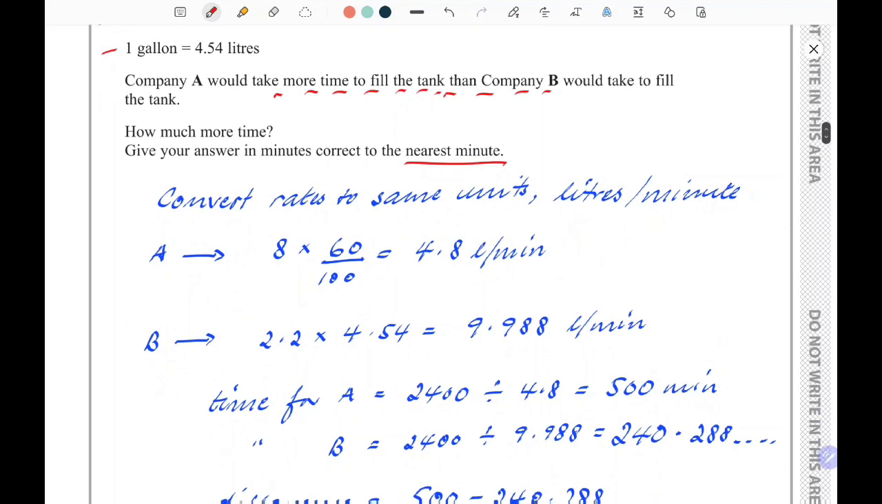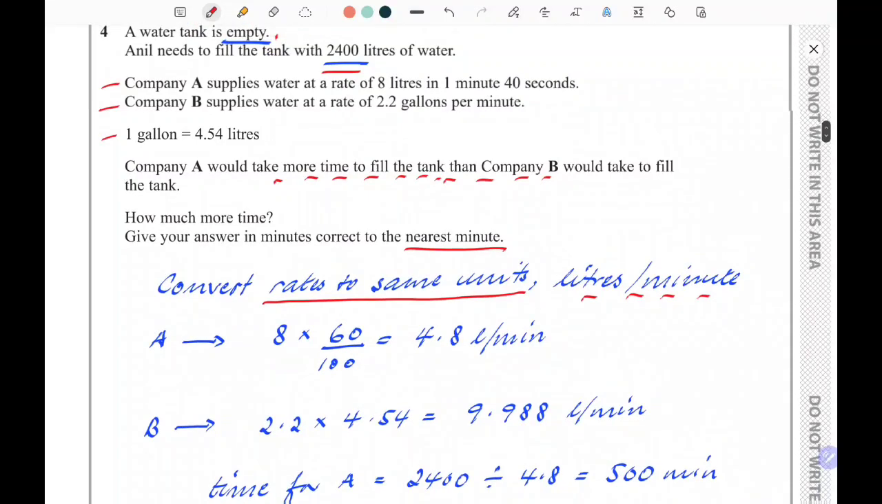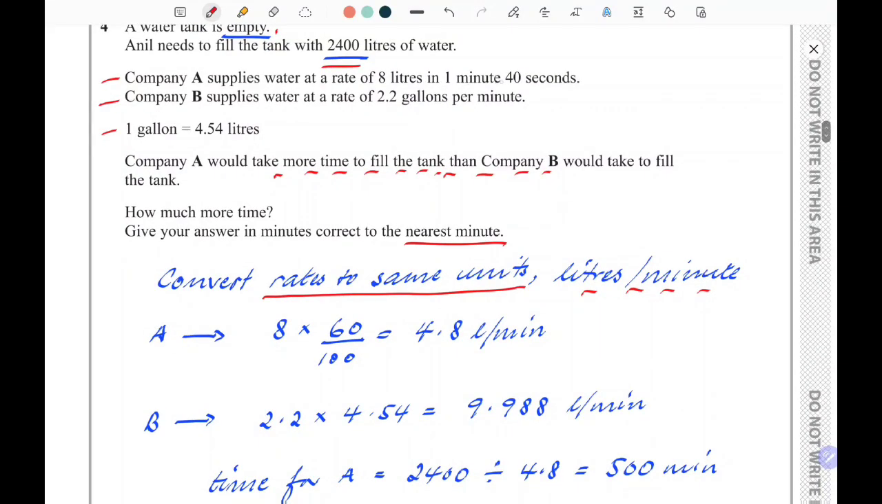Okay, tackling this question, we need to convert the rates to the same units, all right? Liters per minute is what we want. So for company A, just reminding ourselves of the value, it's 8 liters in 1 minute 40. So 1 minute 40 actually is 100 seconds. All right. And the 2.2 is simply per minute.